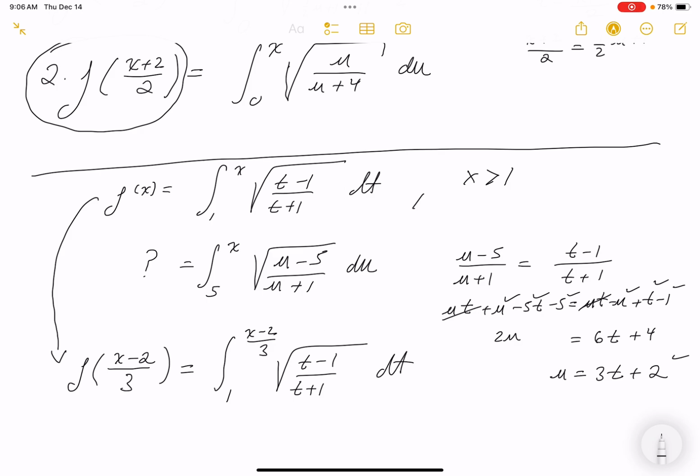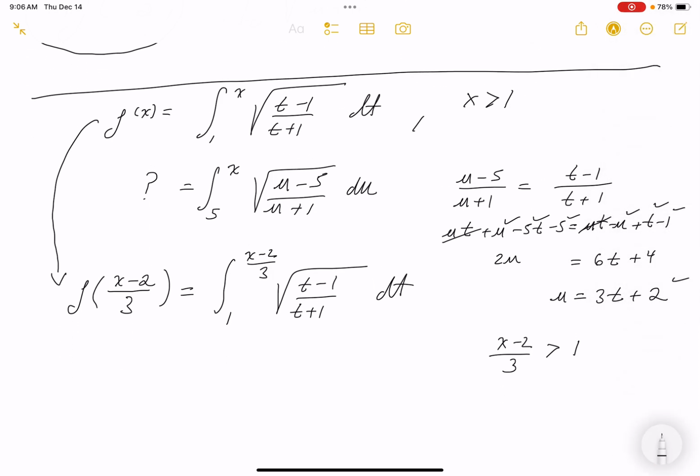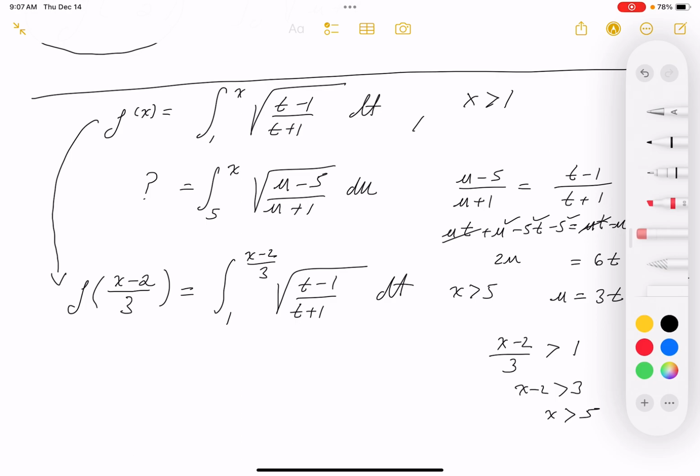Before I go forward, though, I want to point out the (x minus 2) over 3 has to be greater than 1. So what are you going to do over here? I got to figure that out. So you can get x minus 2 greater than 3, or x is greater than 5. So this is going to go forward, provided x is greater than 5, and that's one of the conditions they wanted on it. All right, so let's see if we can do that. Let me get my eraser out again and erase things I don't need.